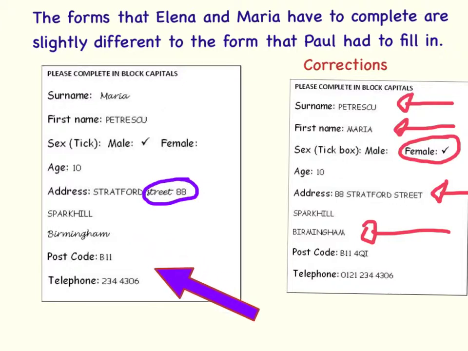Both her postcode and her telephone number are incomplete. It should be B114QI for her postcode, and her telephone number needs the dialing code of Birmingham added at the front of the rest of the number.